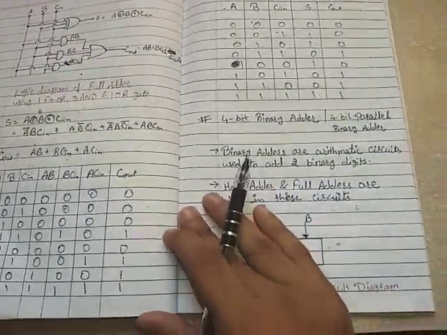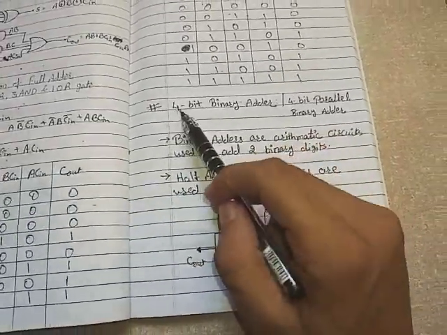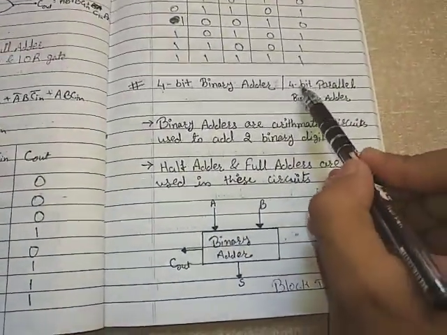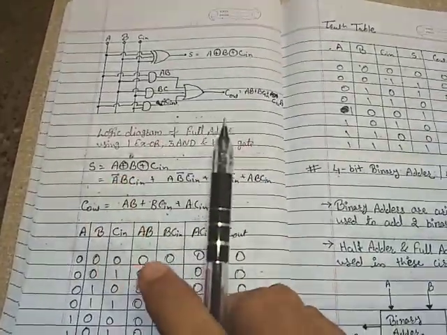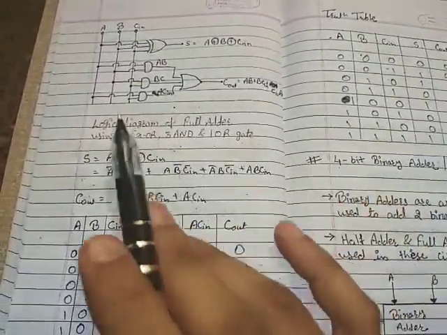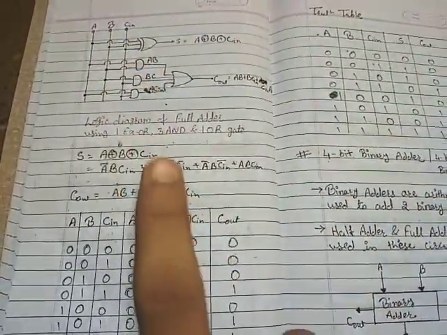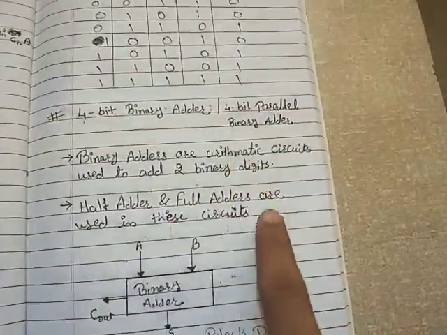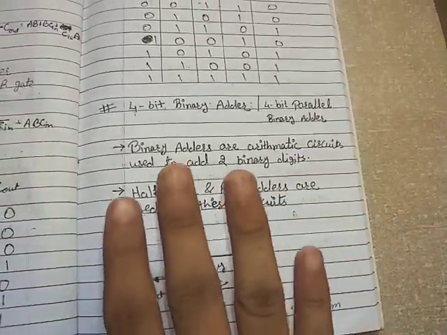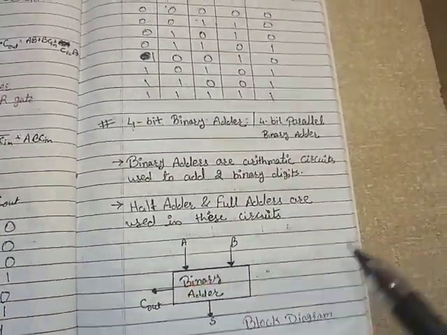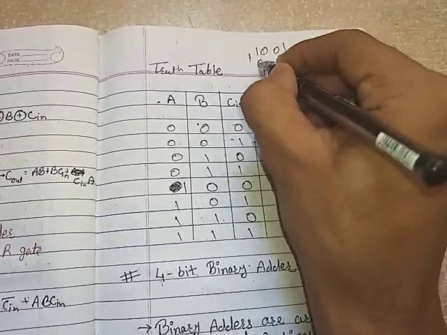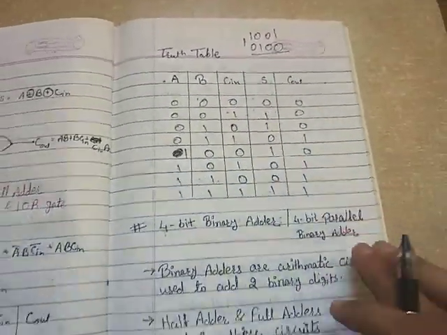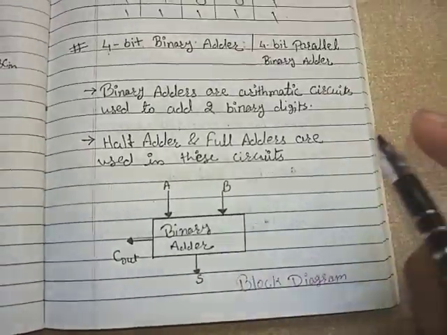Let's move to the last topic of the lecture, that is 4-bit binary adder, or sometimes it is called 4-bit parallel binary adder. Till now in half adder we are adding only two 1-bit binary numbers, but here we are going to add two 4-bit binary numbers. That means a number which consists of 4 bits, like 1001 plus 0100, something like this. So let's see how it works.